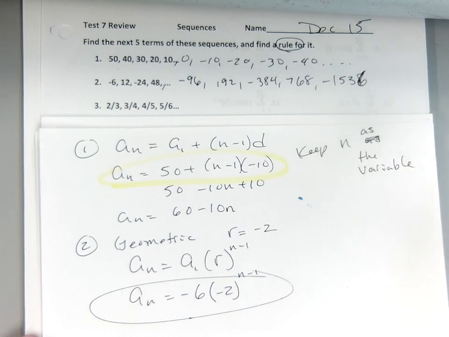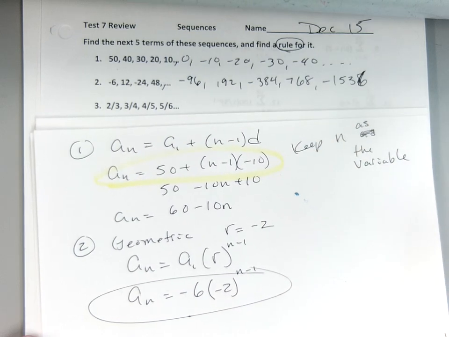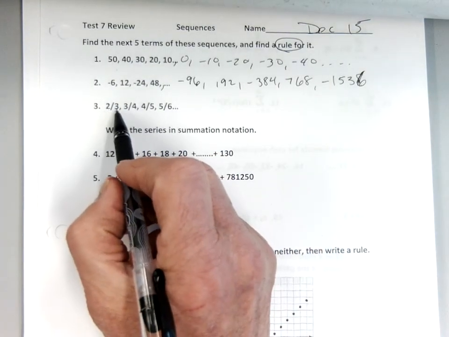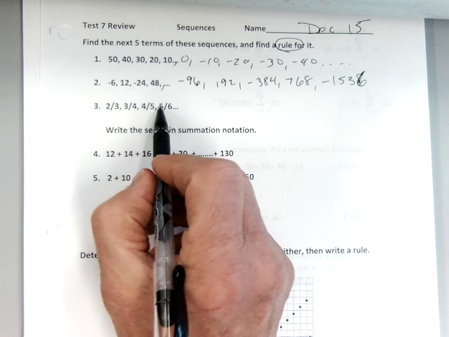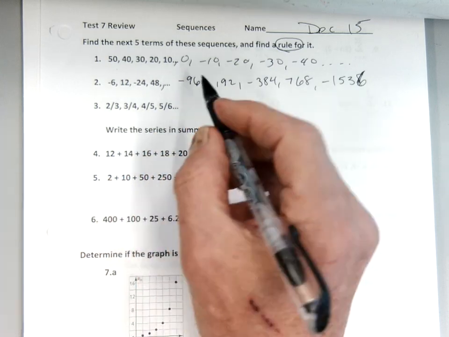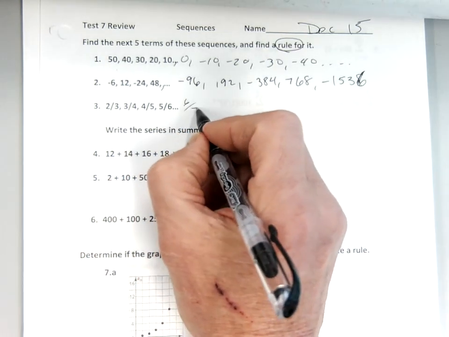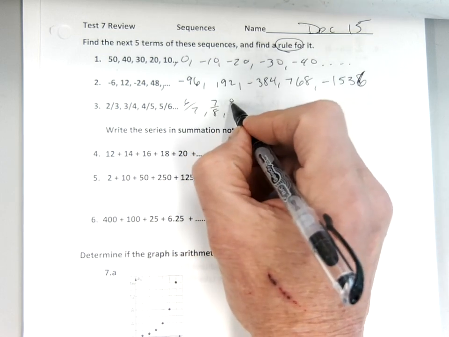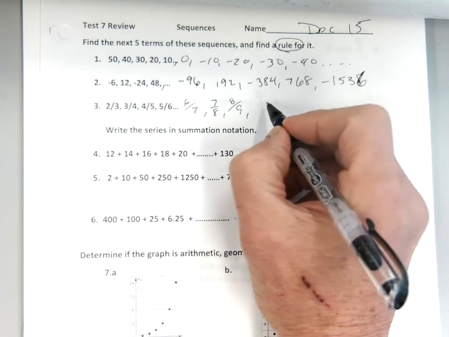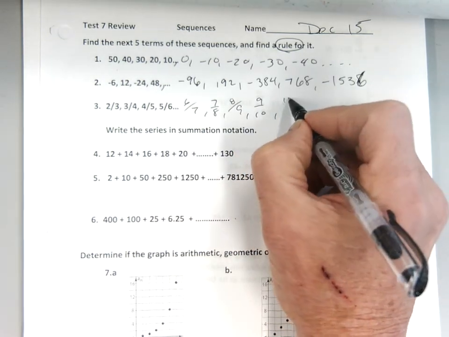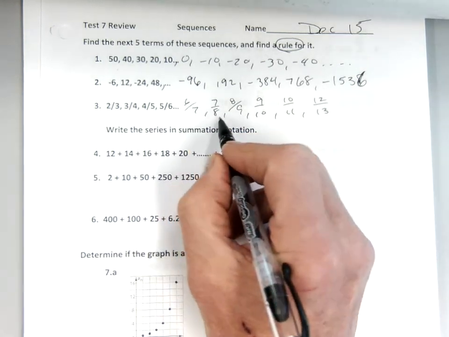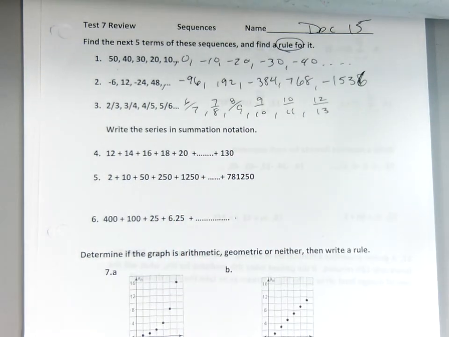Okay, so we got the formula and we got the next few terms. And number 3 is neither geometric nor arithmetic, so we've got to use our brains. It looks like this is going up 2, 3, 4, 5. This is going 3, 4, 5. So I think the next one's going to be 6 sevenths, 7 eighths, 8 ninths, 9 tenths, 10 elevenths, and then 11 twelfths. I got too many. That's okay. It was easy, right? You guys agree?